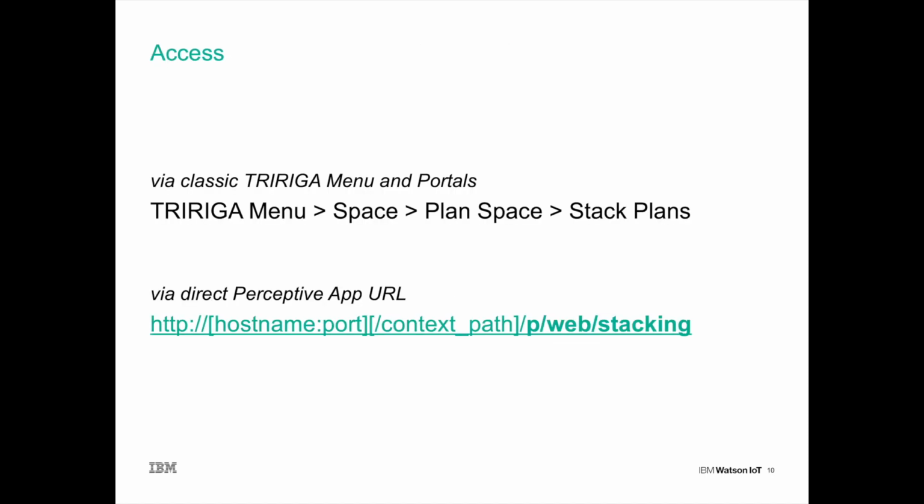Now, going through access, there are two ways to access this app. The first one is through classic TRIRIGA. You go through the TRIRIGA menu, then go through the space submenu, plan space, and then there's a stack plans link that'll open a new tab and open the stacking application. And then the other option is you could bookmark this. Take your environment URL and then add /p/web/stacking, and that should bring you to the Perceptive app directly.